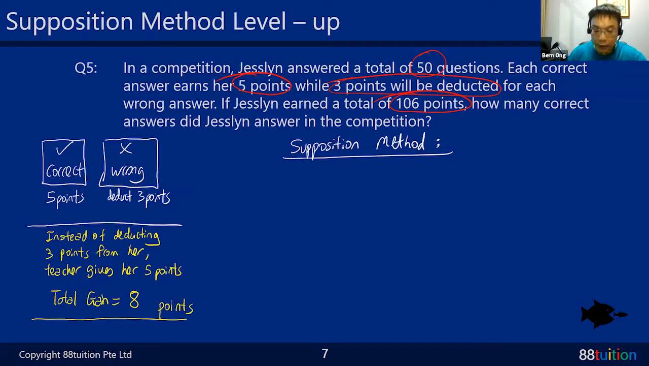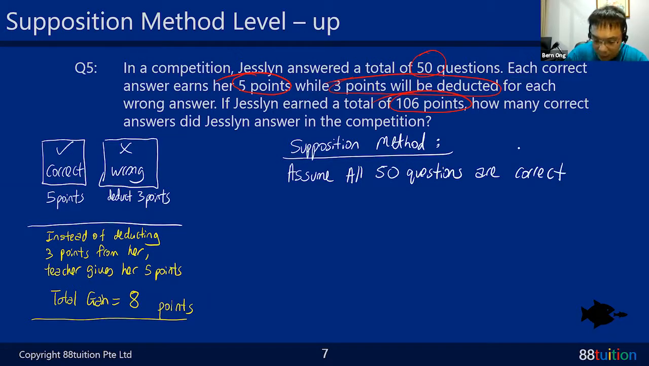So down here, what happened? Just now Sherlyn said we must assume all are correct. Very good, smart girl. Assume all 50 questions are correct, because only if correct, then you get points. Correct means what? Everyone gets plus 5 points, correct or not? And plus 5 points means the most.